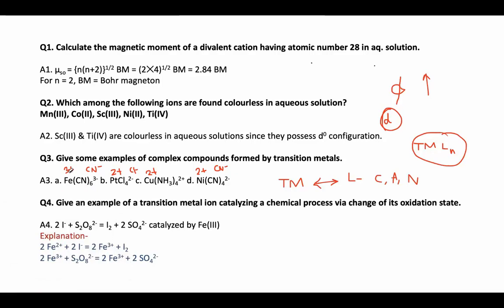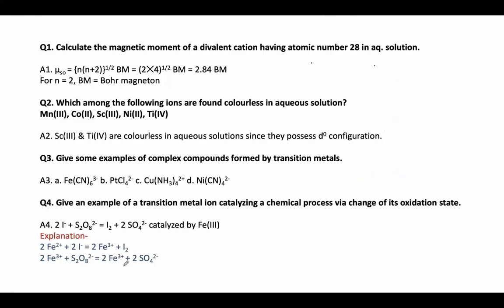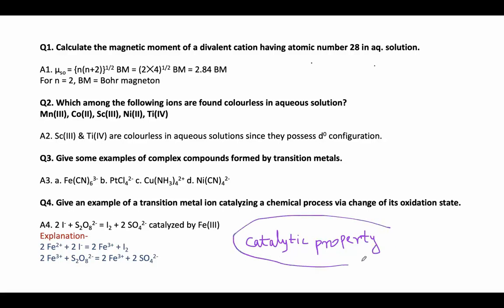The next one is, give an example of a transition metal which is actually able to catalyze a chemical process via change of its oxidation state. So here you can also take up a different kind of property of a transition metal, which is the catalytic property. So transition metals have this unique kind of ability to catalyze a chemical process. So catalytic property is actually one of the major properties that are shown by a transition metal ion.